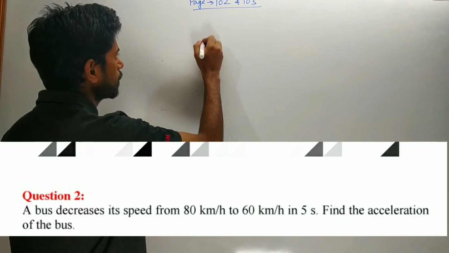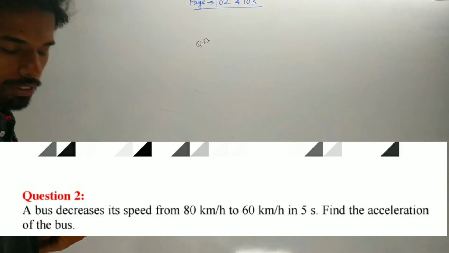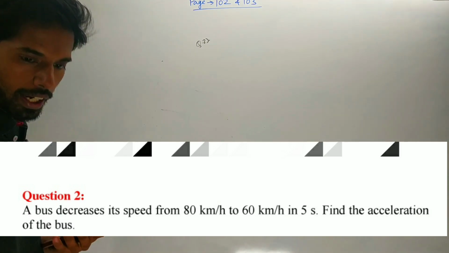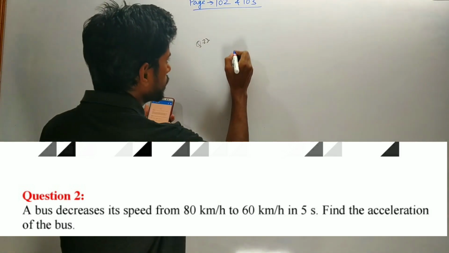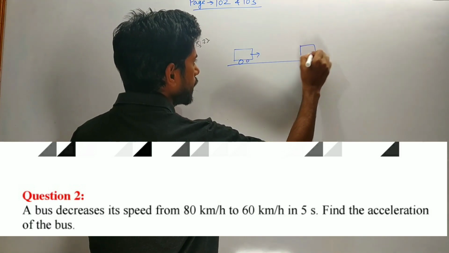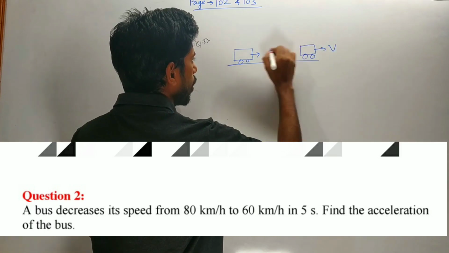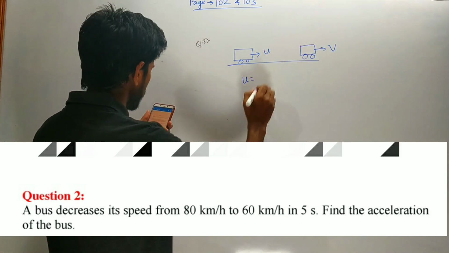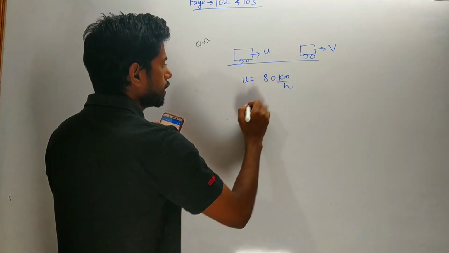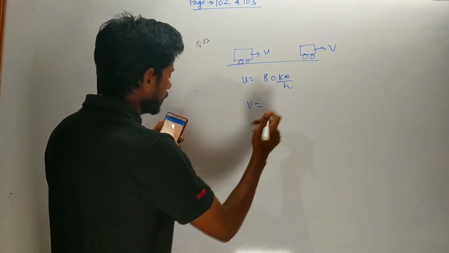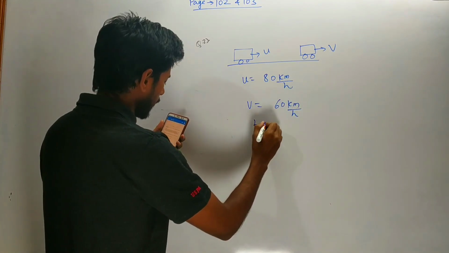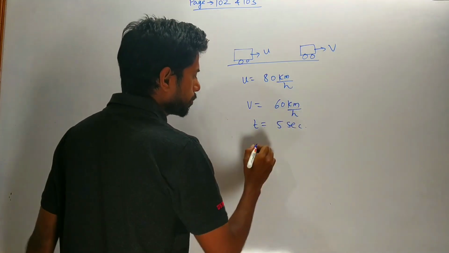Question number 2. What is given? A bus which is moving, having initial velocity and final velocity. So suppose this is a bus, and it is moving, having initial velocity and final velocity. So what is the value of u? u is given. u is 80 km per hour. v is how much? v is also given, in kilometer per hour. And what is the time? Time is 5 seconds. You have to find acceleration.